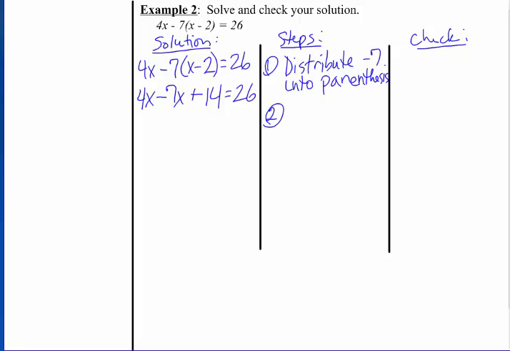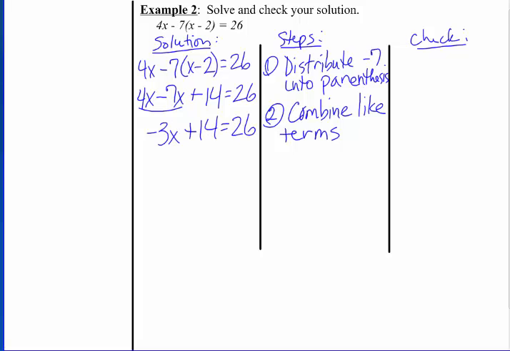Then our next step, if you notice on the left-hand side, we do have some x's, so we need to combine like terms. 4x minus 7x is -3x. You have to be careful with your positives and negatives. Plus 14 equals 26.